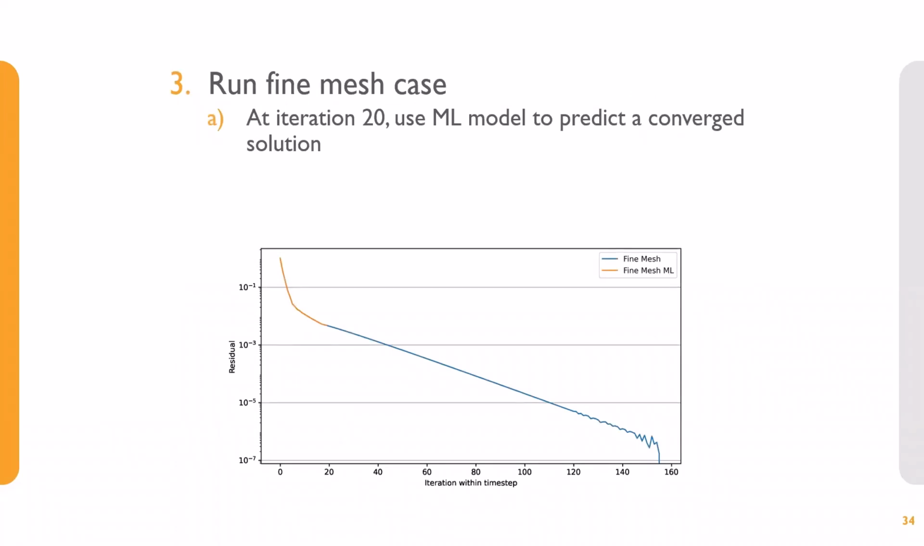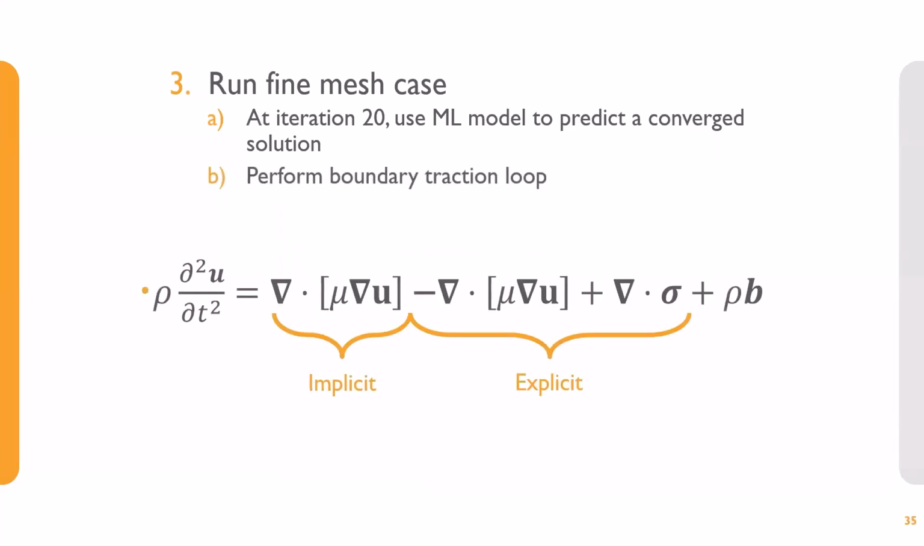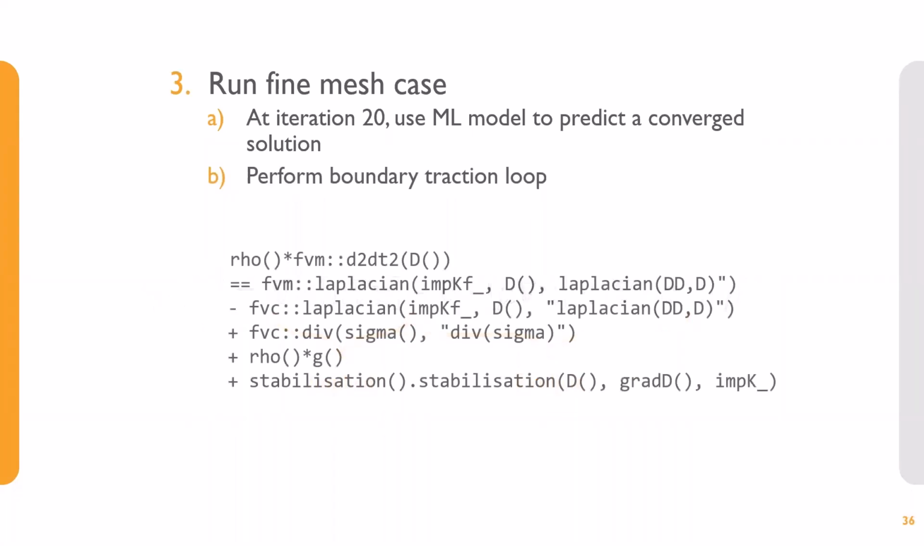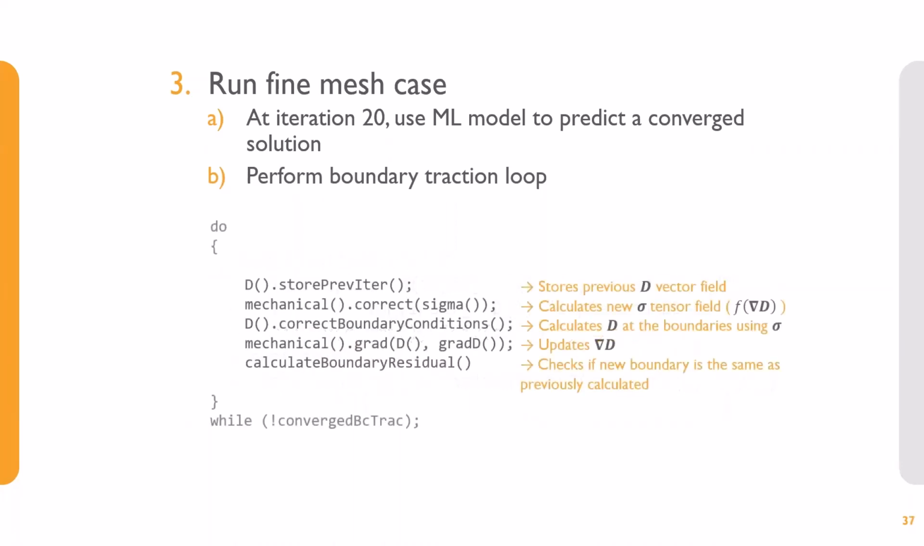We run a fine mesh case till 20, make a prediction, and then we have to perform a boundary traction loop. Because solids4Foam sets up this implicit-explicit correction, sigma is dealt with explicitly, and we're only predicting for the internal cells, not for the boundaries. So we need to find a stress field, a D-boundary field, and a grad D field that all make sense, for lack of a better word. It loops through this code, which I won't go through in detail, and after the prediction, this sets up the boundary.